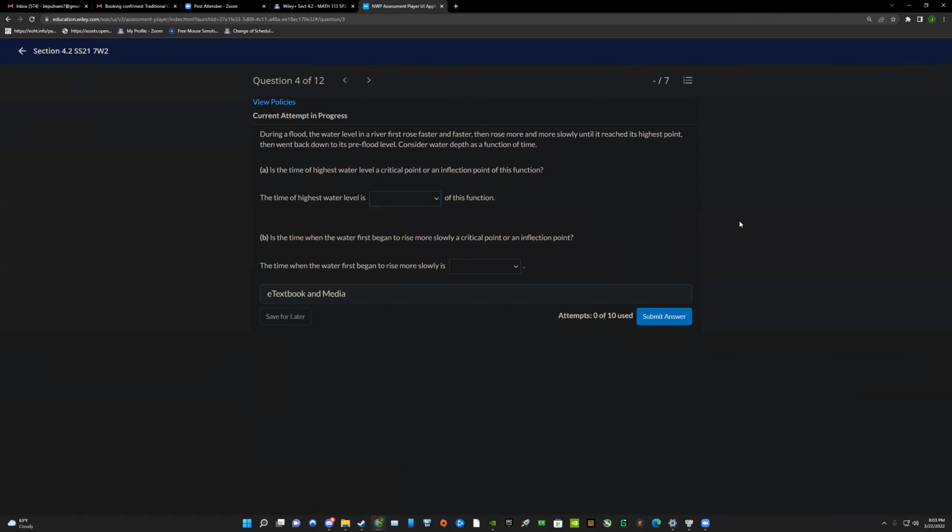During a flood, the water rose faster and faster and rose more and more slowly until it reached the highest point, then went back down to pre-flood level. The time of highest water level, isn't that a critical point? Or is it an inflection? Highest water level is a critical point.